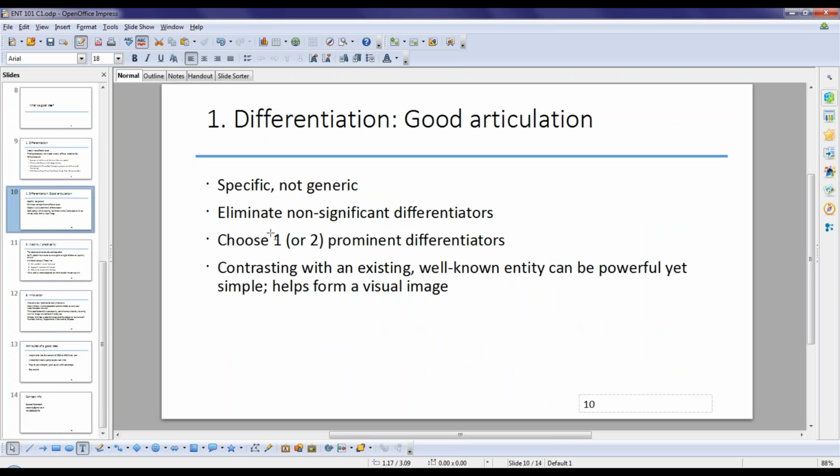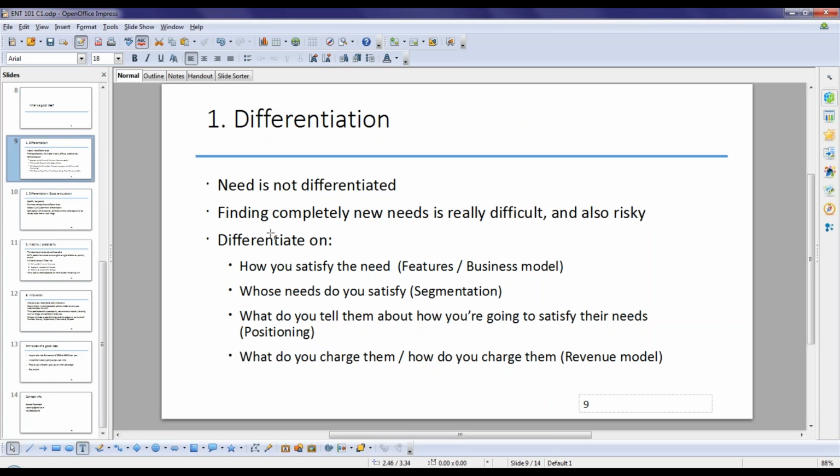So the point over there is it will be very difficult to come up with a completely new idea. So work on an existing idea which is out there in the business and see how you can differentiate that. You can differentiate by how you satisfy the need, that is the features and all. Second, you can differentiate based on segmentation, whom you are targeting.